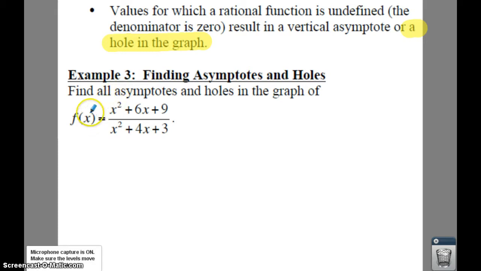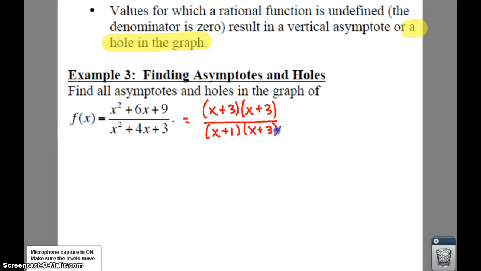There we go. So if you get a problem like this where you have a trinomial on top and a trinomial on the bottom, what you want to do is factor the top, where we need factors of 9 that add to 6. You get an x plus 3 times an x plus 3. And then we want to factor the bottom also. You need factors of 3 that add up to 4, where you're going to get x plus 1 and x plus 3.